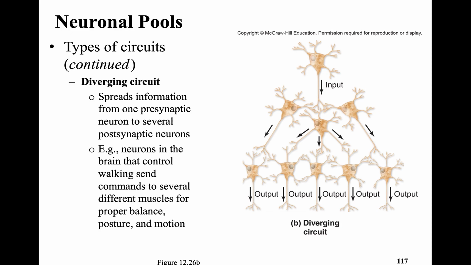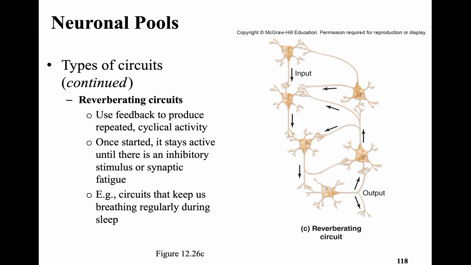Next slide. Now this is the opposite. This is diverging. Again, page 478. The second one is diverging. I have one input, but many, many outputs. That's diverging.